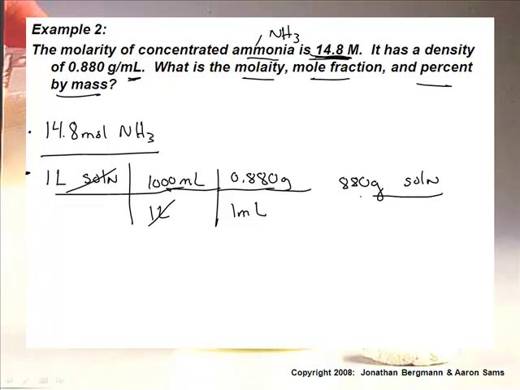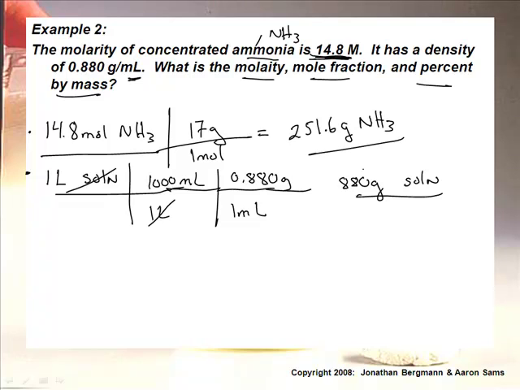Now this is solution. That's a combination of ammonia and water. So let's take those moles of ammonia and convert that into grams. So we can say 1 mole is 17 grams. So how many grams of ammonia do you have? 251.6 grams of ammonia. Now, that remainder, of course, is the difference. So if I take 880 minus 252, with sig figs, I'm going to get 628 grams of water.